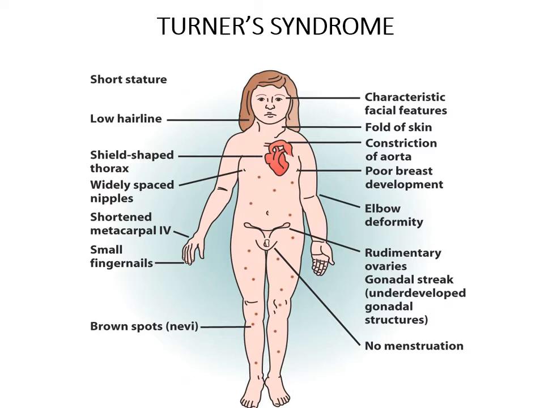They often have a chest breastbone that comes out. Okay, so it's called pectus excavatum. I wouldn't worry too much about that. They often have poor breast development. They're infertile because they have poorly developed ovaries, so they don't have any regular periods at all.